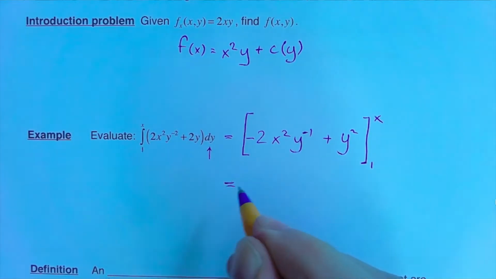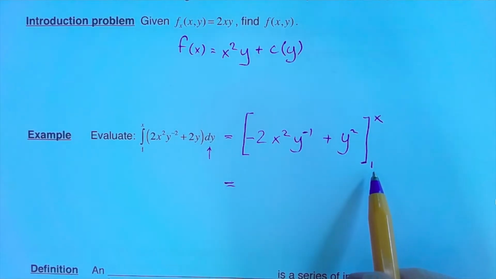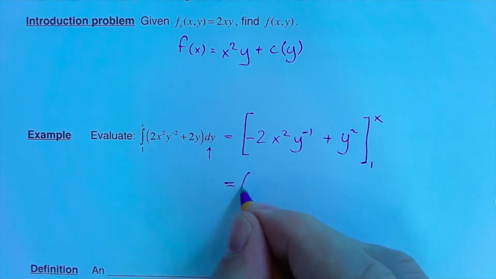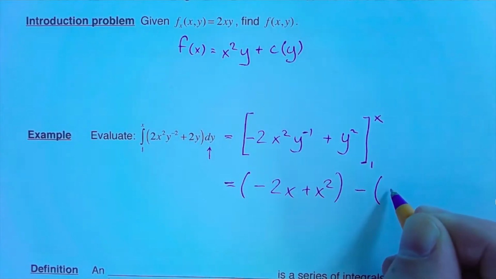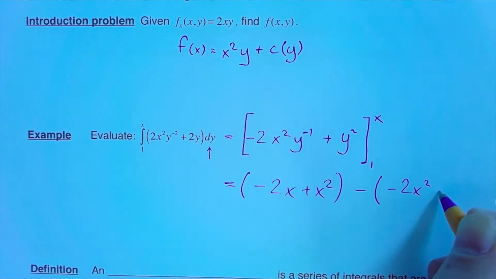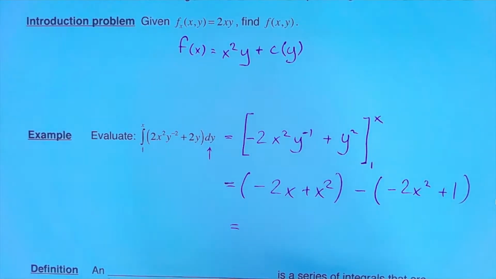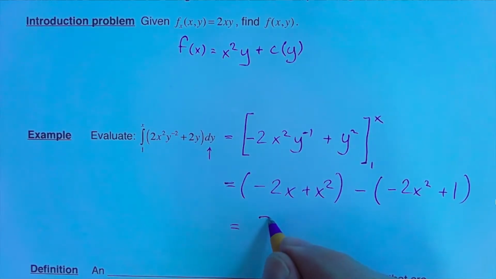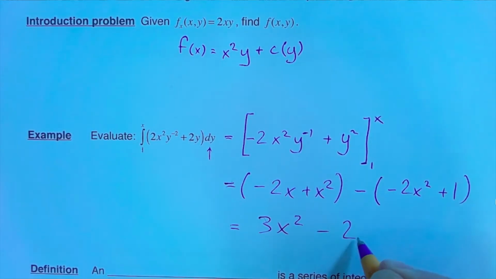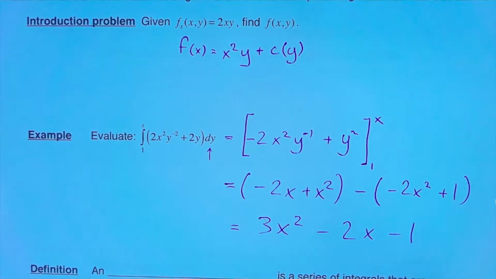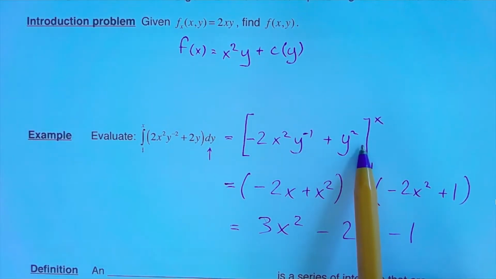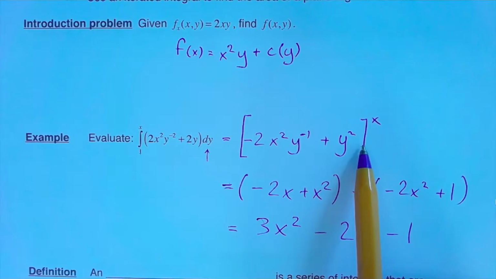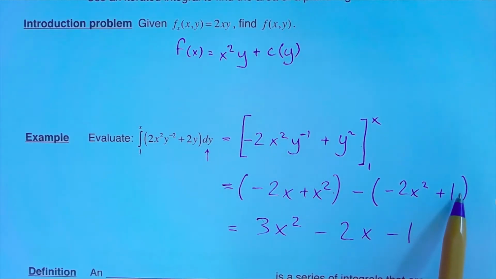So if I substitute y equals x and then minus substituting y equals 1, I get negative 2x plus x squared minus negative 2x squared plus 1. And putting like terms together, we find 3x squared minus 2x minus 1. So I didn't need to put a plus c here. Just like in one variable calculus, this would cancel out. I would have a plus c here, a minus c here, and they would disappear.